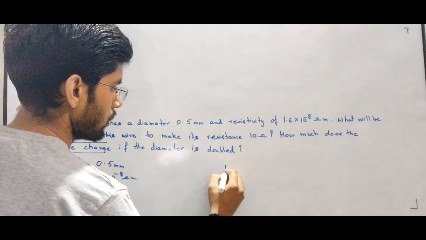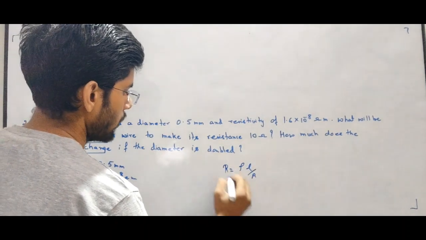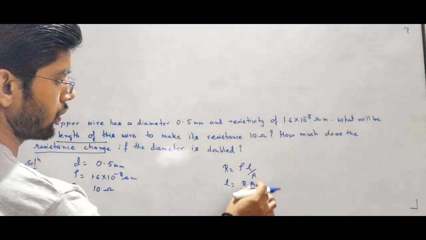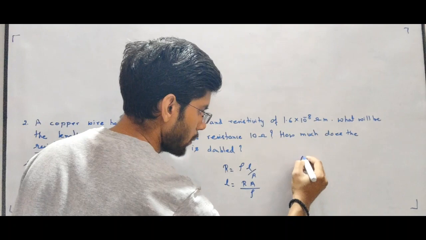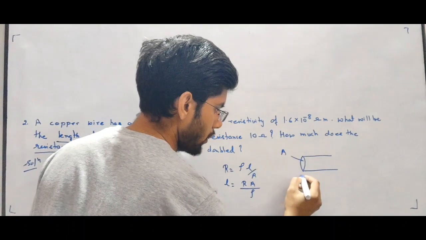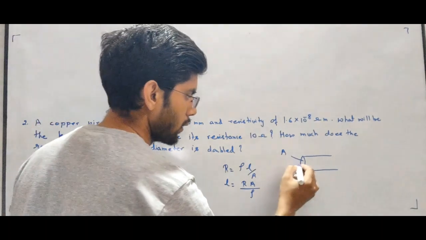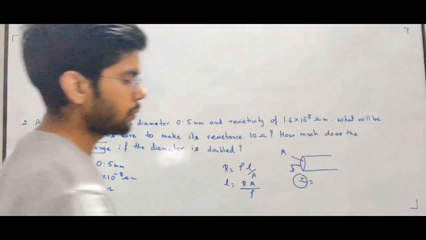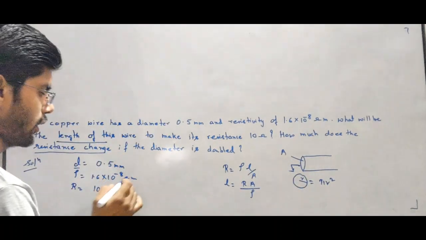Now, student, what we know? We know R is equal to rho L by A. So L is R times A by rho. Now you see, do we have the A here? No. So we need to find the area of cross section. Area of cross section, as I explained earlier, if this is a wire, then this will be the area of cross section. It is in the form of a circle. So if we have R, then you know area of cross section is pi R square. But we have diameter.